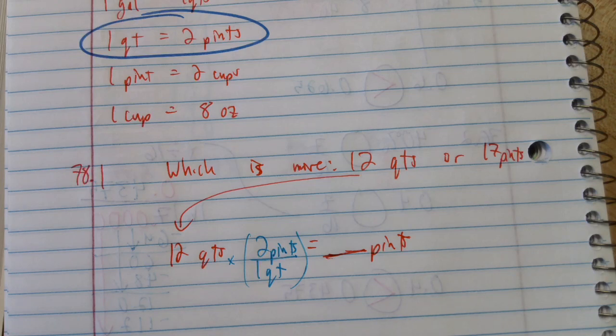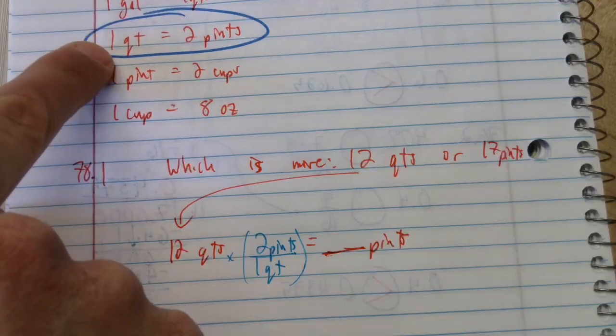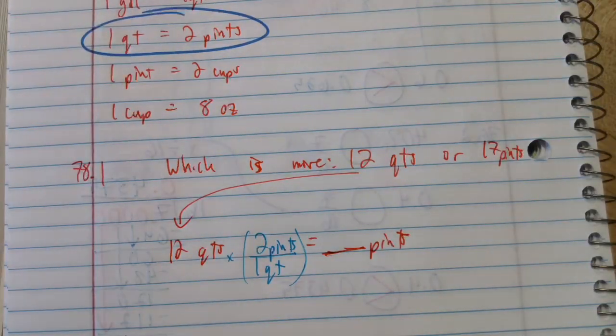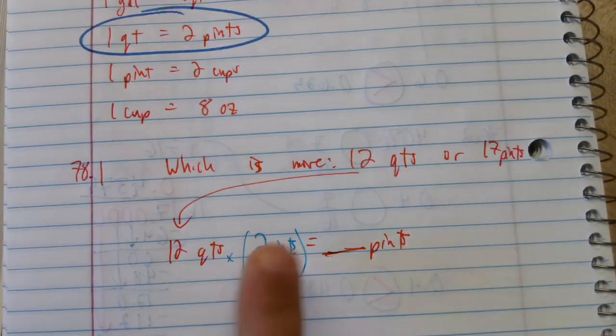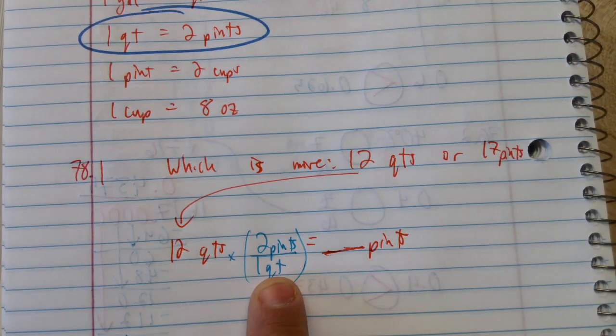It's more. 2 pints. What do you know about 2 pints in 1 quart? 2 pints go into 1 quart. They're 2 to 1. If they're equal, therefore the blue part is what number? 1. So this entire thing is really just a 1, isn't it?